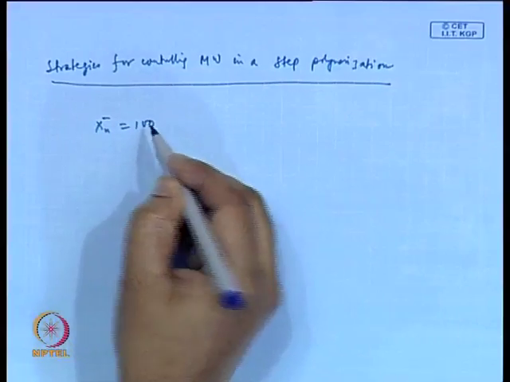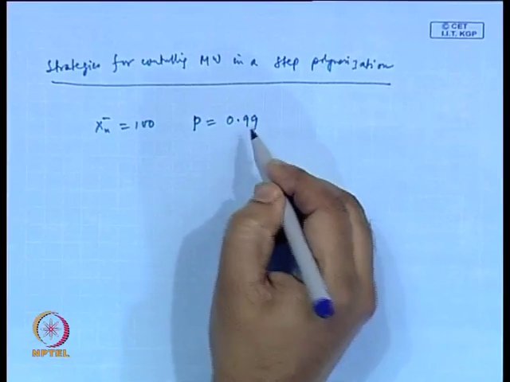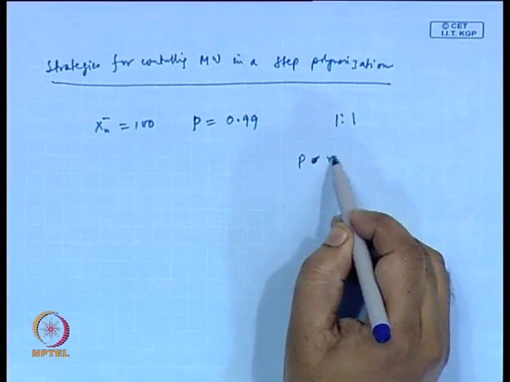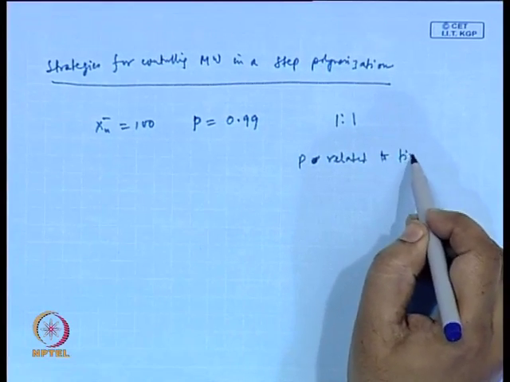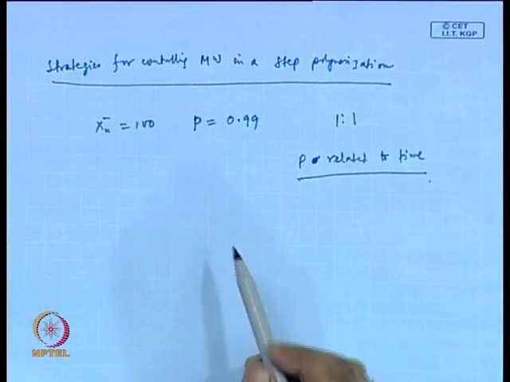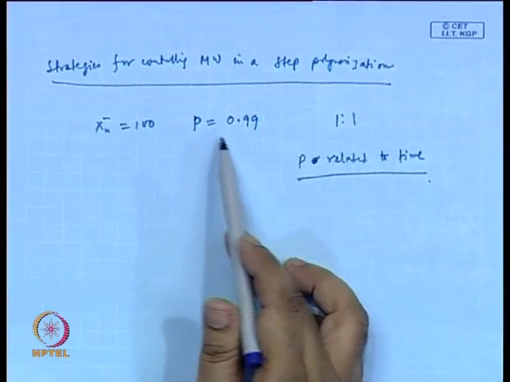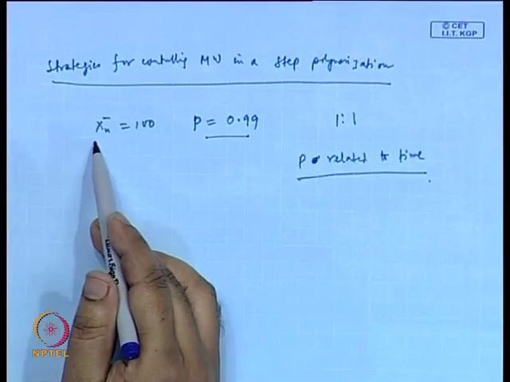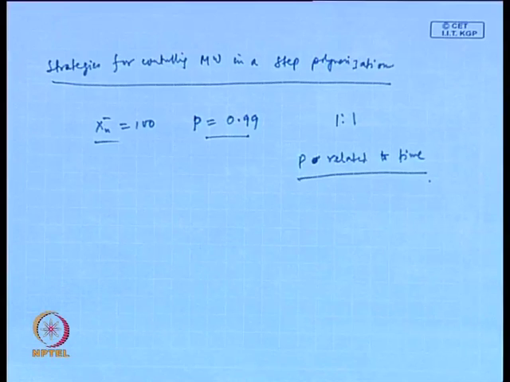Now, how do you do that? We have seen that Xn of 100 corresponds to a P of 0.99 for a 1:1 case, where 1 is the stoichiometric ratio of the functional groups. So, if I stop the reaction, and we know the reaction kinetics, how P varies with time, as we have seen in the previous pages, you can say that if you stop the reaction at a time which corresponds to a P of 0.99, then we will get a molecular weight corresponding to a degree of polymerization of 100. So, as simple as that.